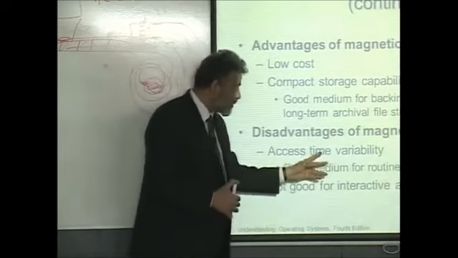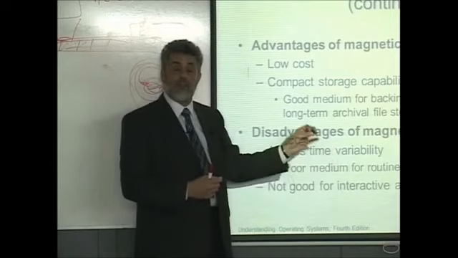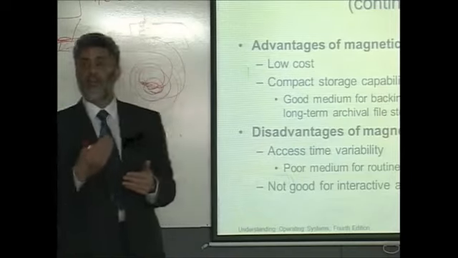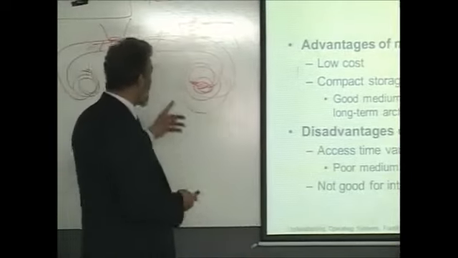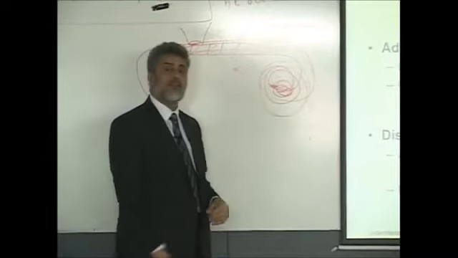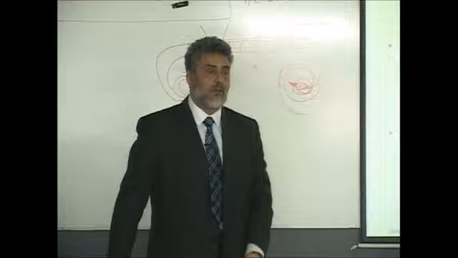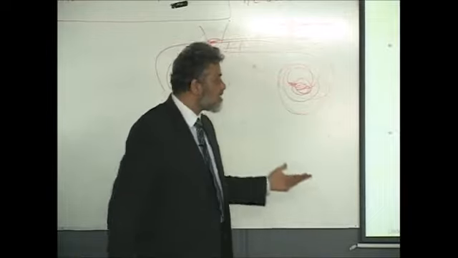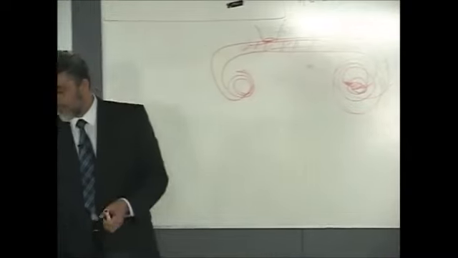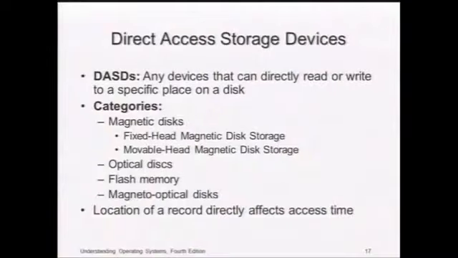Disadvantages: access time variability. There's a big variability in access time, and the variance can be a problem here. If you want to look for a record and it happens to be at the start of the tape, you'll get it very quickly. If it's at the end of the tape, there's a big difference, because you have to rush through all the records until you get to the end. That is a problem that hopefully we have less of on direct access devices.